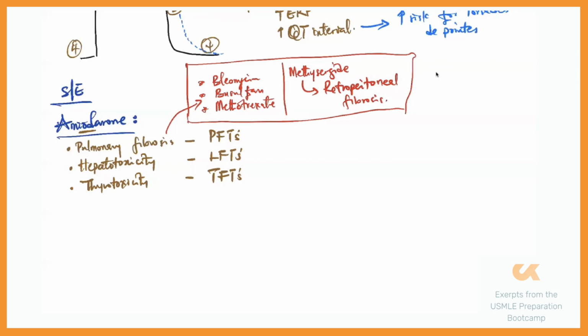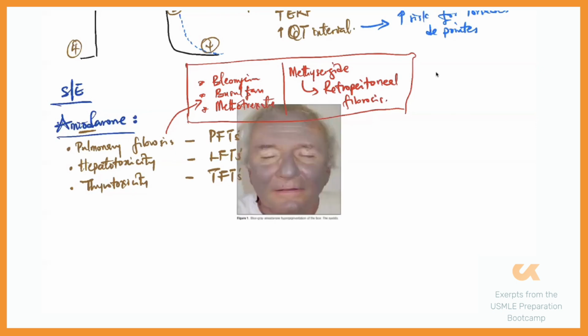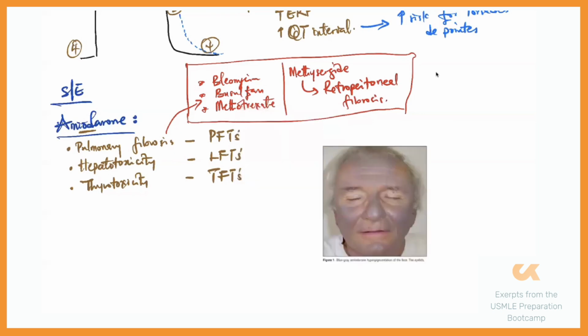Amiodarone will cause hepatotoxicity. For that, we want to do liver function tests. It's going to cause thyrotoxicity, and for that, we want to do thyroid function tests. The other thing amiodarone could do is make patients look like this. Amiodarone could produce this kind of appearance: hyperpigmentation of the skin and this bluish-grayish discoloration.